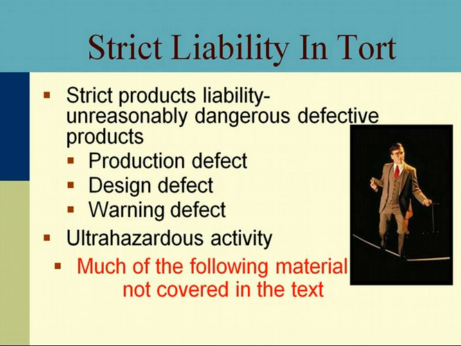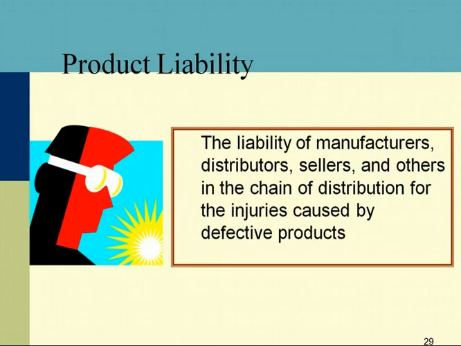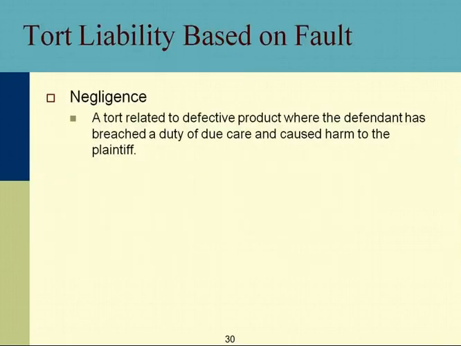Much of the following material is not in the text, so you need to listen to this video and read and watch the PowerPoint. Strict product liability is the liability of manufacturers, distributors, sellers, anyone else in the chain of distribution that distributes and sells a product that ends up injuring a person.